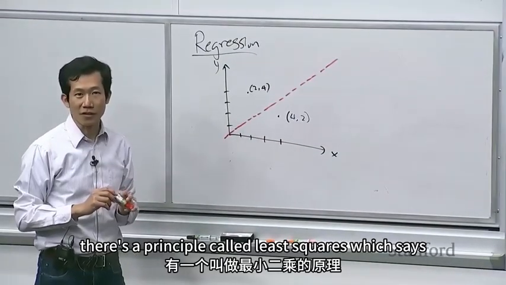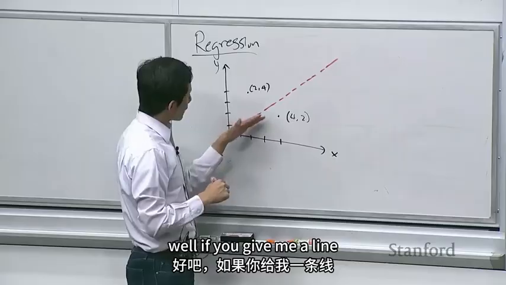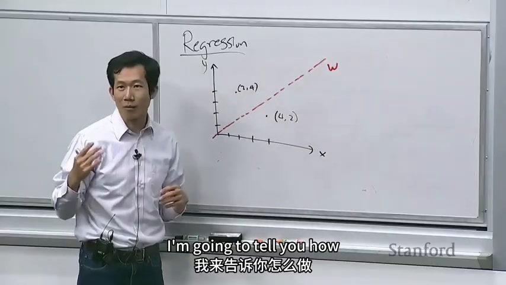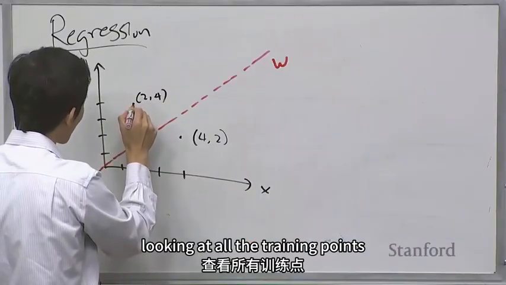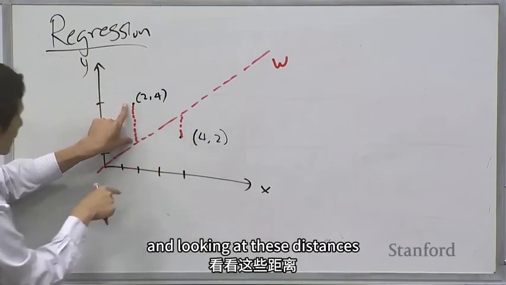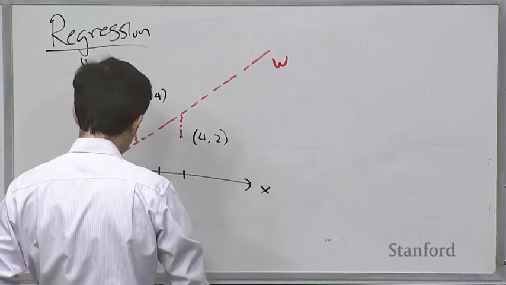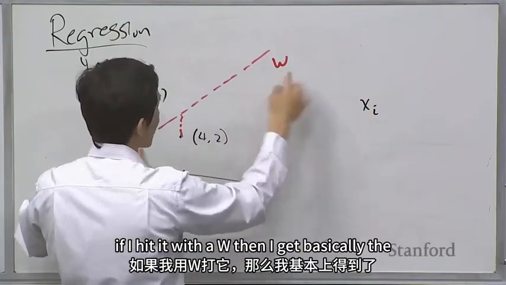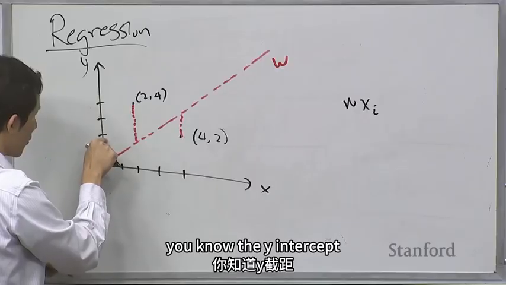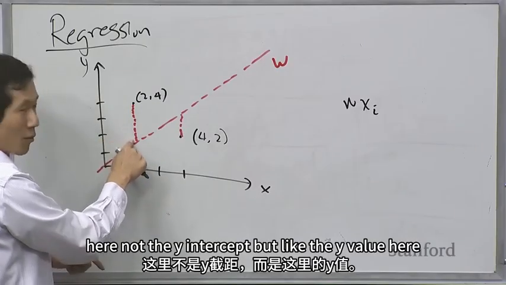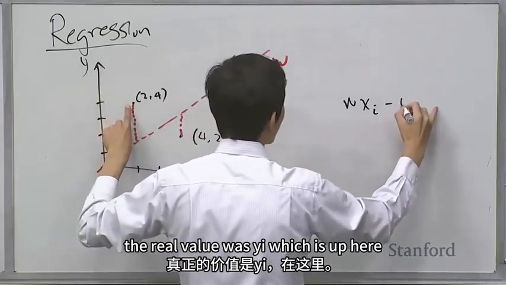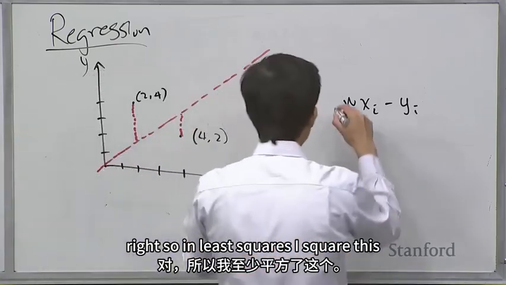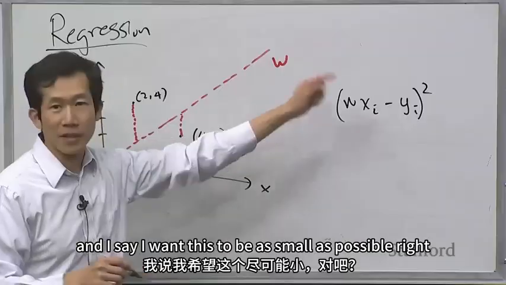There's a principle called least squares, which says, if you give me a line, which is given in this case by a slope w, I'm going to tell you how bad this is. Badness is measured by looking at all the training points and looking at these distances. So here I have this particular point, xi. If I hit it with w, then I get the y value here. That's my prediction. The real value was yi, which is up here. If I look at the difference, I want that difference to be 0. So in least squares, I square this, and I want this to be as small as possible.